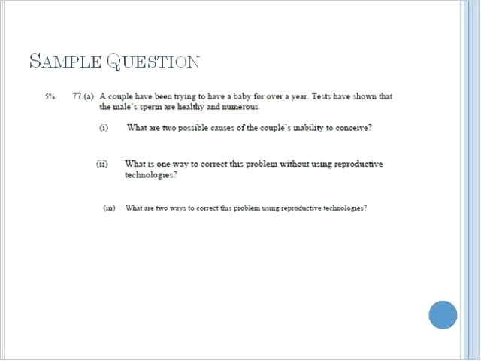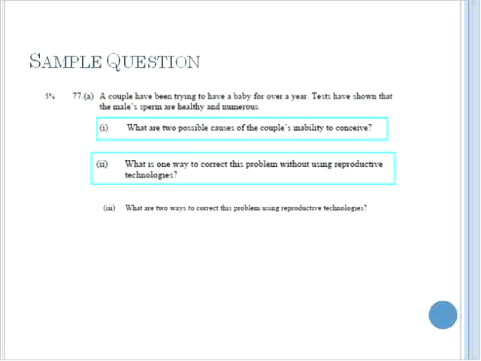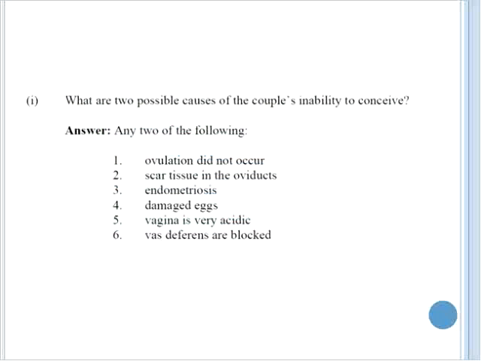A constructive response question drawn from this topic reads as follows. A couple have been trying to have a baby for over a year. Tests have shown that the male sperm are healthy and numerous. What are the two possible causes of the couple's inability to conceive? Part 2, what is one way to correct this problem without using reproductive technologies? And Part 3, what are 2 ways to correct the problem using reproductive technologies? The accepted answer for this question is as follows.